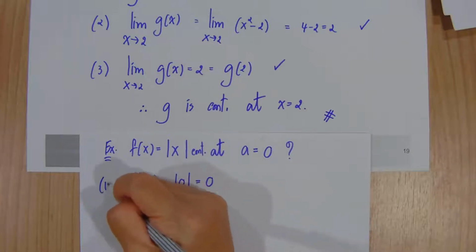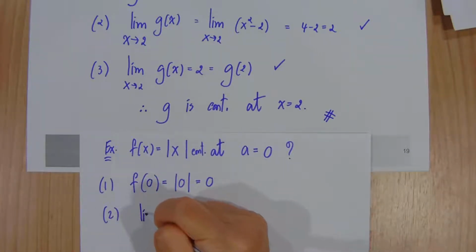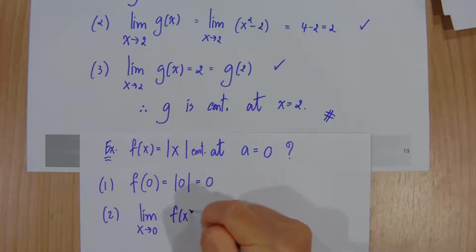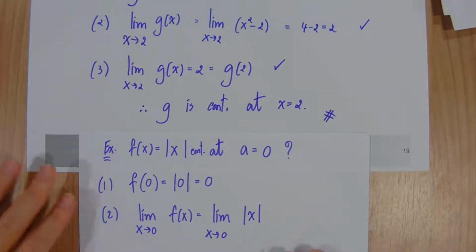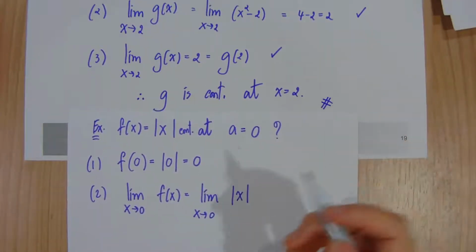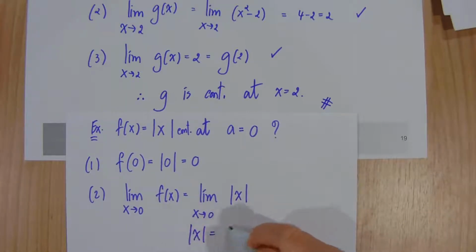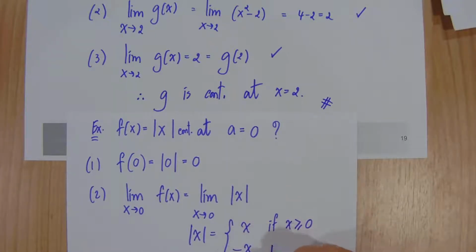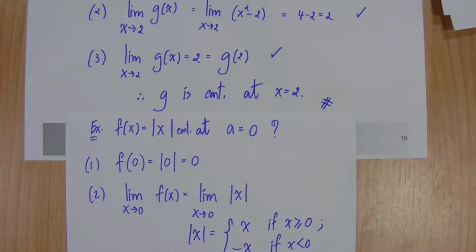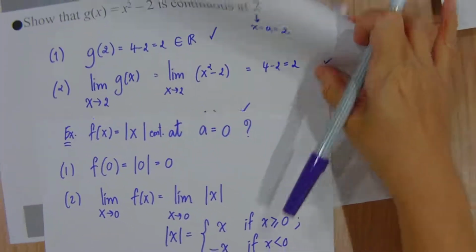And then second, we have to find the limit as x is close to 0. Can you remember the definition of the absolute value? Absolute x equals x if x is greater than 0, and absolute x equals negative x when x is less than 0. That means we have to find the limit from the left and from the right hand side.